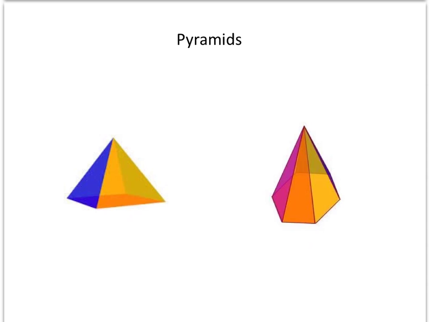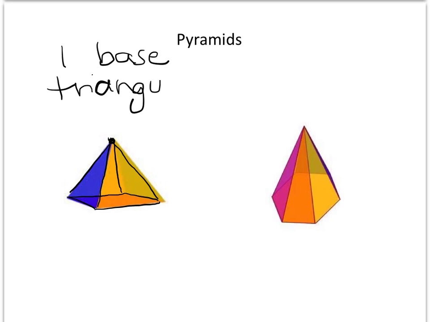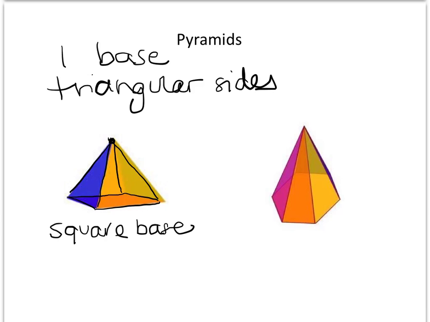Okay, another type of 3D shape we have are pyramids. And pyramids have a base that is some sort of polygon, and then the other sides come together to form a point at the top. So we've got one base, which could be a square, or in the case of the second one, it's a hexagon, and then we've got triangular sides. So that's what a pyramid is. And these are named in terms of their base. So in this first one, we have a square-based pyramid.